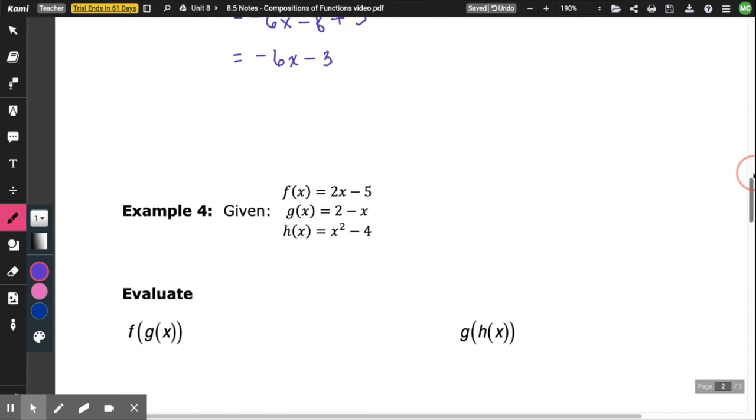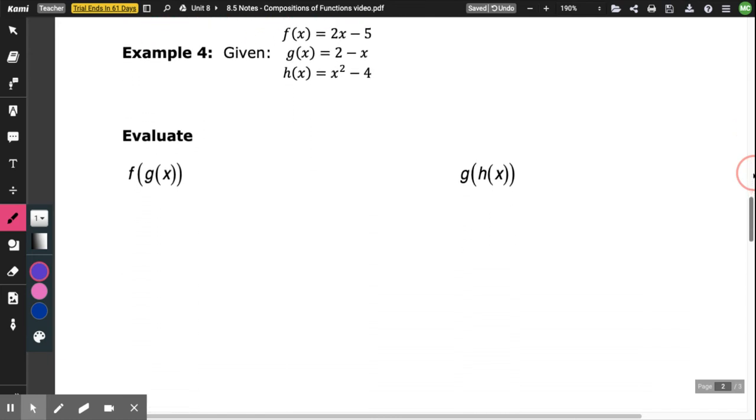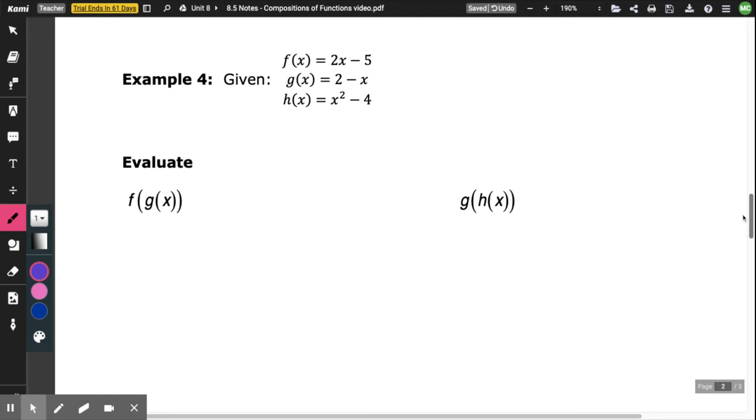So we're going to do a couple more examples of this before I turn you loose on some practice questions. Here we go, we have different functions this time. We've got f of x is 2x minus 5, g of x is 2 minus x, and h of x is x squared minus 4. This time I've got 3 functions to play with, and the first thing they ask me for is f of g of x.